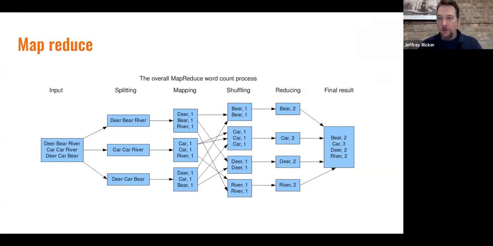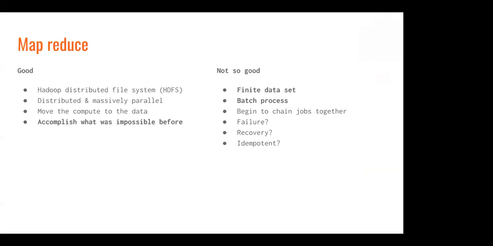You guys remember we've been over this a couple of times of how an input is split, mapped, shuffled, and reduced, and final results are produced. And this is a way of doing parallel processing at scale. And this pattern is applied over and over and over again. Now, there are some problems.